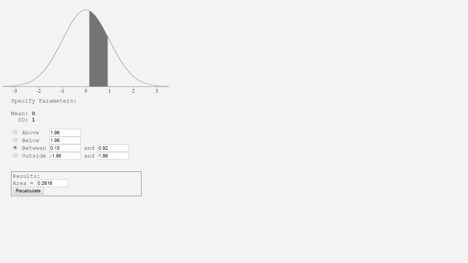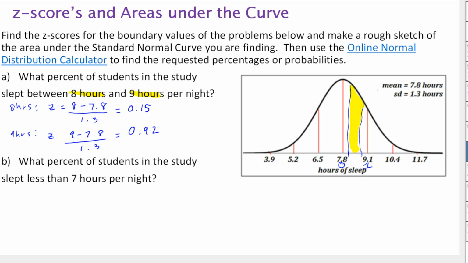Since we're going to write it as a percent, we multiply by 100 or move 2 decimal places to the right. Also notice up here on the curve, it's the same place, and it looks like we set up all of our parameters correctly to get the area we wanted. So our answer is 26.16%. So 26.16% of students in the study slept between 8 and 9 hours per night.